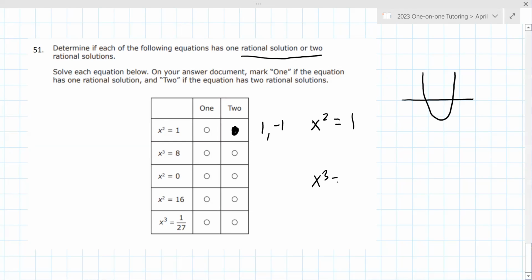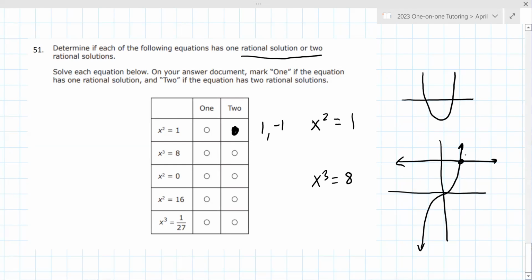All right, so let's look at the next one here. x cubed equals 8. You have not studied this yet, but a cubic function looks like this. Here's 8. How many times do they intersect? Once. Just once. What number, when you multiply by itself 3 times, gets you to 8? 2. 2. All right.